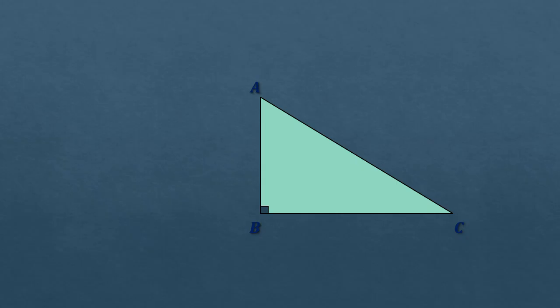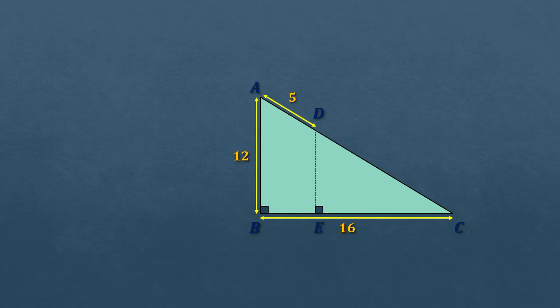In this video, we consider a right triangle ABC, right-angled at point B. The length of side AB is equal to 12 units, and the length of side BC is equal to 16 units. From vertex A, we mark a point D on side AC such that the length AD is equal to 5 units. Then, we draw the perpendicular projection from point D onto side BC and call the projection point E. Our goal is to determine the area of triangle CDE.